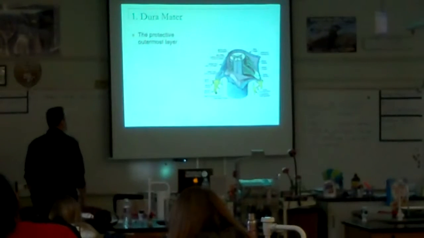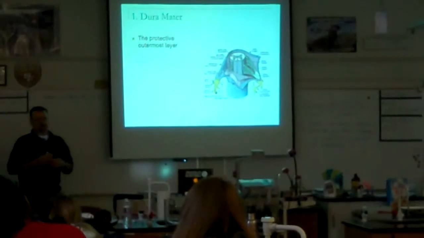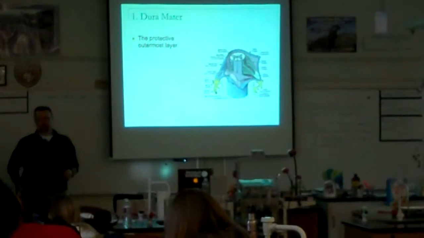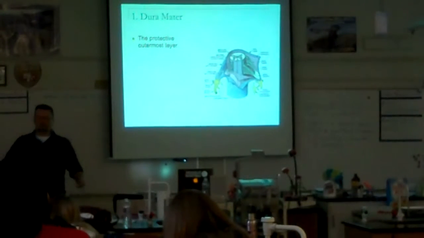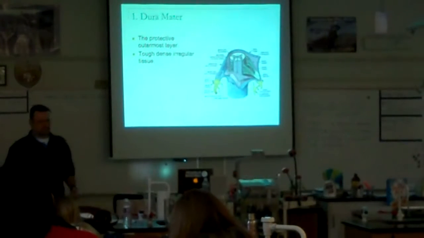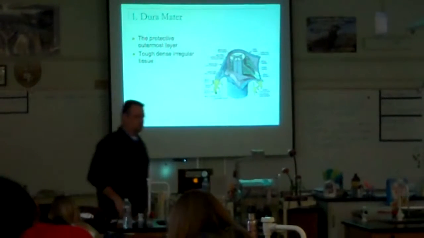The dura mater is the outer layer of the spinal cord, and 99% of its role is protection. The other 1% is maybe nerve transmission, or it is nerve transmission. It's made of tough, dense, irregular connective tissue.